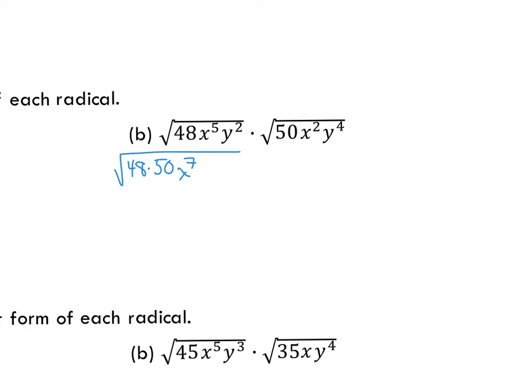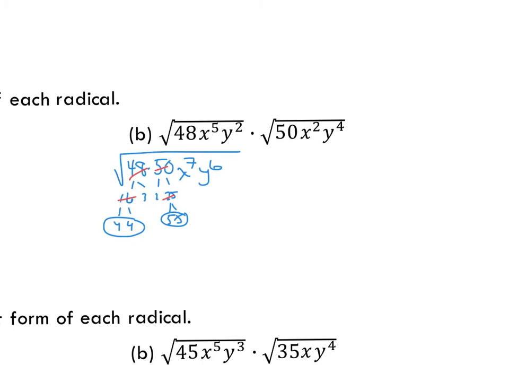And y squared times y to the 4th is y to the 6th. Okay, and we're going to break down 48. We know that's 16 and 3, and 4 and 4. And we have a pair of 4s. 50 is 2 and 25, and 5 and 5. Right? I can cross out the ones I've already broken down.